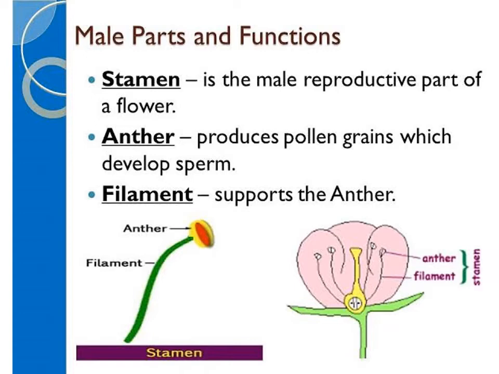Another one, stamen, anther, filament. So the filaments support the anther and the anther produces pollen grains and develops sperm. So who produces the male sperm? The stamen.